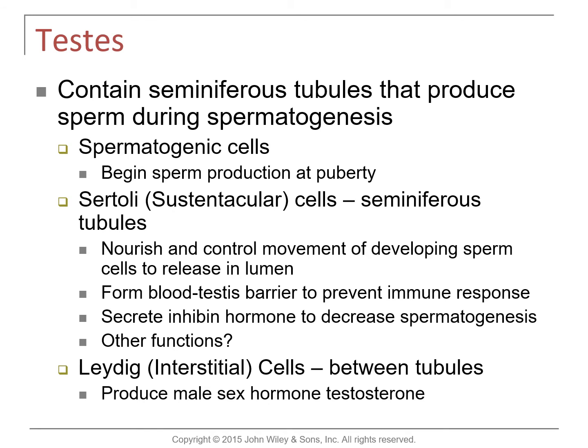The Sertoli cells produce several secretions. For example, they produce the hormone inhibin, which rises as sperm cell numbers and the rate of spermatogenesis increases.